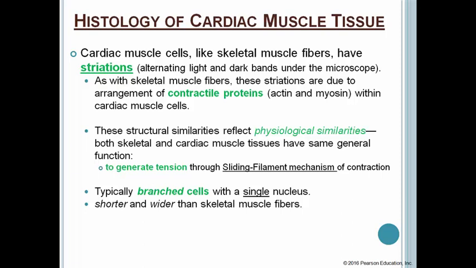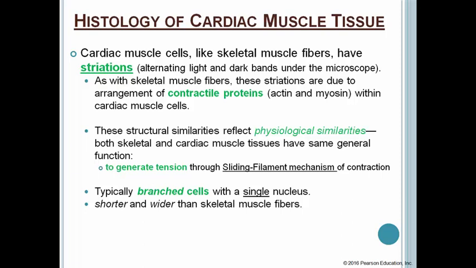There are some very strong correlations or similarities between cardiac and skeletal muscle tissue. We know they both have the stripes or the striations, and we know that those light and dark bandings occur because of the protein fibers that are there. So just like skeletal muscle fibers have the two major contractile proteins, actin and myosin, you also find this same arrangement within cardiac muscle cells.